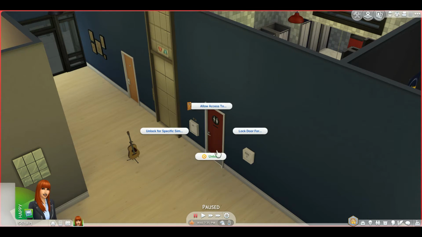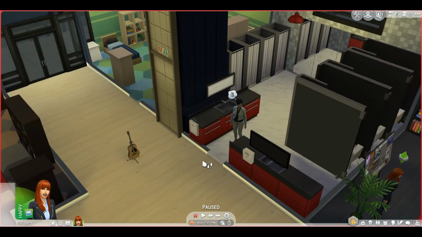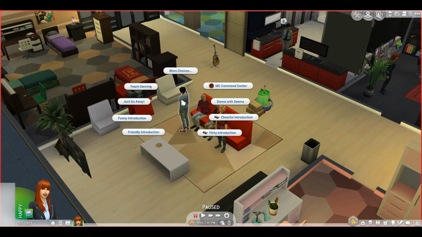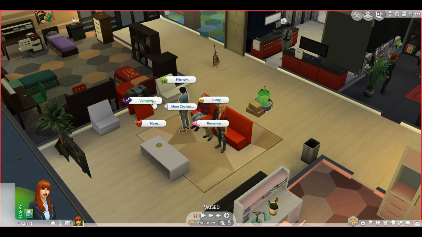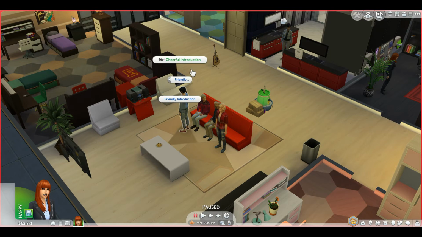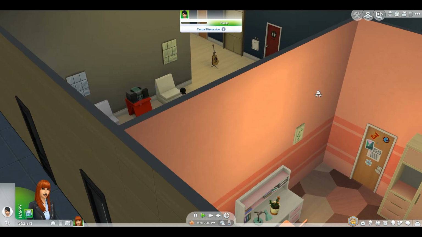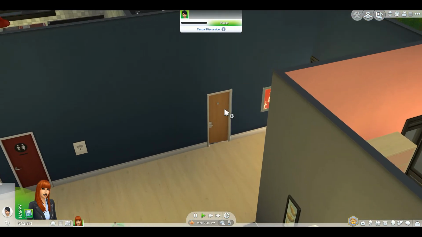Aw man. Okay, unlock. I didn't even recognize her. I don't know this person. Friendly. I'll do a friendly introduction. Alright. We're gonna have to lure someone, Raven, into our room. So let's right quick unlock our room.